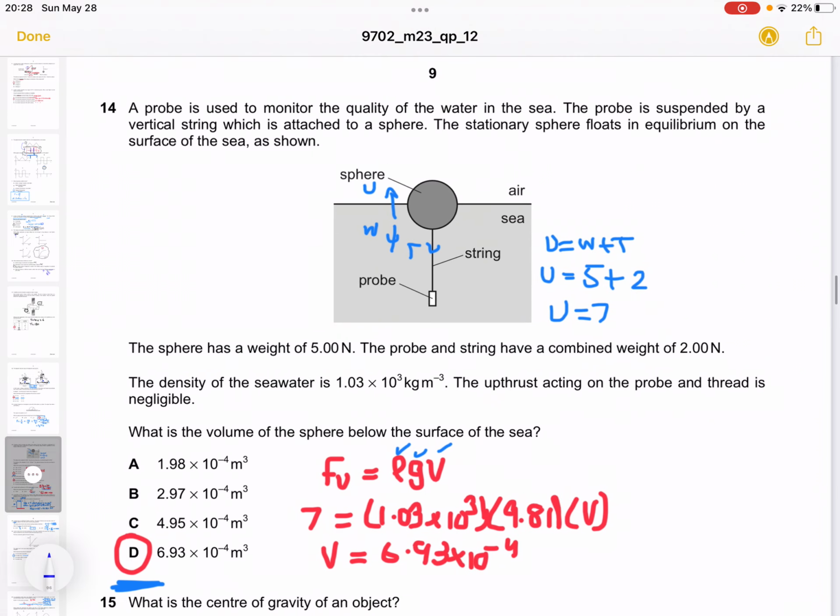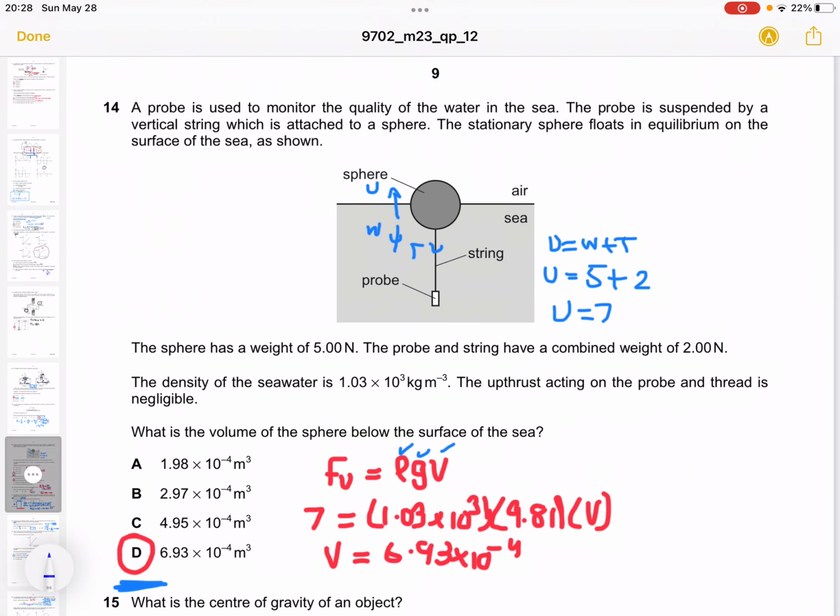Question number 14 says, find the volume given that the tension, weight, and upthrust could be found. The object, the sphere, is in equilibrium, so upthrust is equal to weight plus tension, which equals 7 Newton. So the upthrust force, 7, is rho gV. The density is the density of the liquid, g is 9.81, and V is the volume of the sphere itself. So volume could be found from the expression.